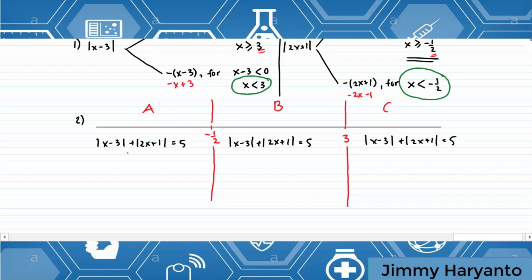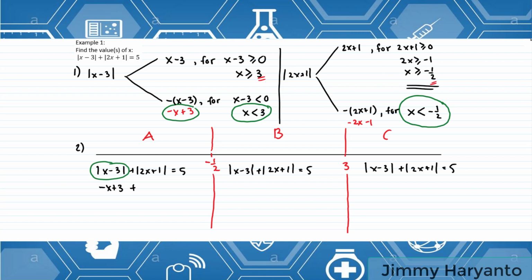Okay, so I have to solve for room A. How do I solve it? Absolute value of x minus 3: as you can see, you already marked x less than 3, so I can change this absolute value of x minus 3 into negative x plus 3. I have to change it. Plus, for 2x plus 1, the options are this one and this one, right?